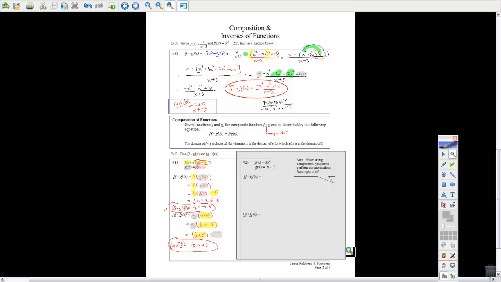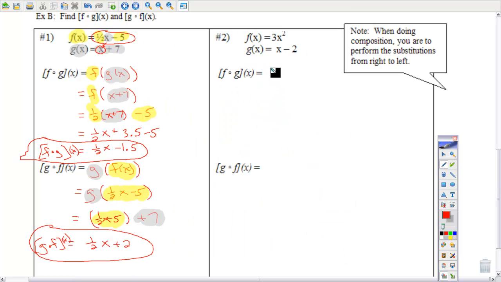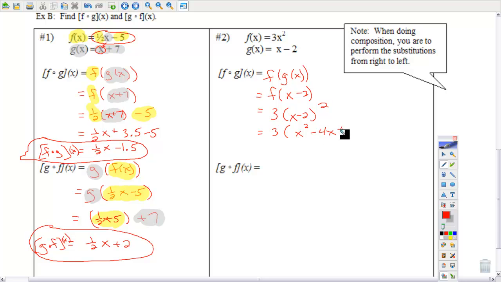Alright, number 2. Same kind of problem. What is f of g of x? Well, it's f of g of x. What is g of x? It's x minus 2. So we take function f and replace the x's with x minus 2. Order of operations, you do exponents first. We're going to get x squared minus 4x plus 4. Distribute the 3.